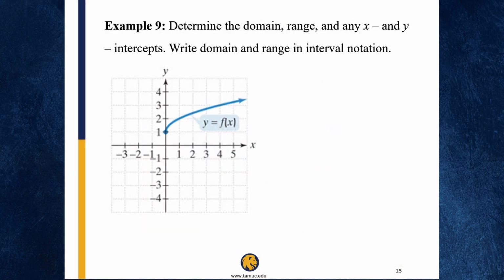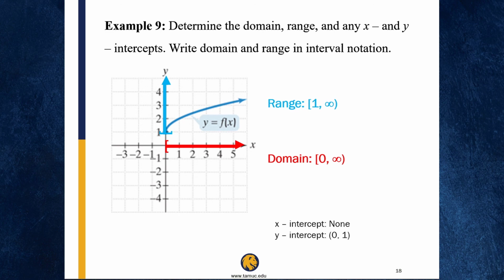Now for this graph, the domain, we look along the x-axis, notice how it starts at 0, but the graph points off toward the right, so it continues off in that direction. The domain would be bracket 0, comma, infinity, close parenthesis. For the range, the lowest number on the y-axis is 1, and it starts from there and continues to go up and off the graph continuously, so it never stops. The range would be bracket 1, comma, infinity.